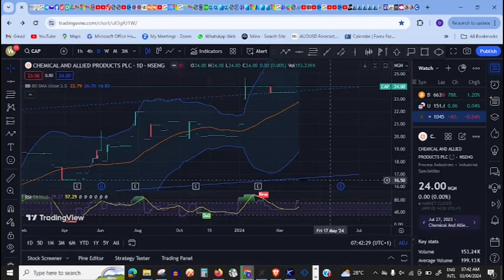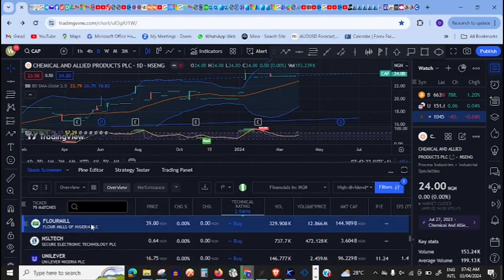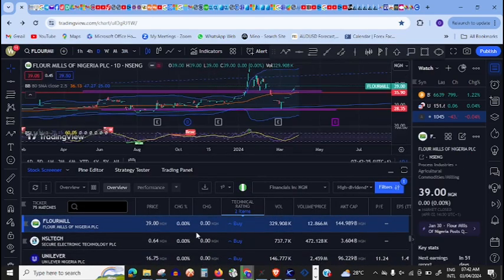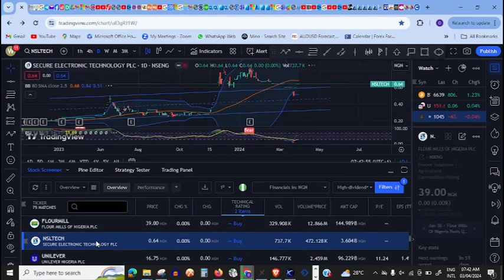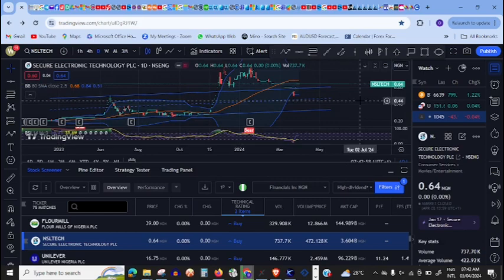Okay, for this one, I'm not looking at that. Let me look at Flour Mills. Okay, Flour Mills. Look at the entry that we missed. We missed this entry, but if you have it, I think you can still take it to the top of the band. Top of the band is at this price of 47 kobo. Okay, this one too is a good one to trade.